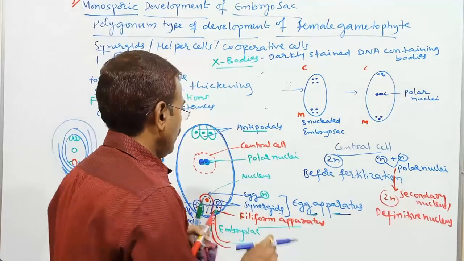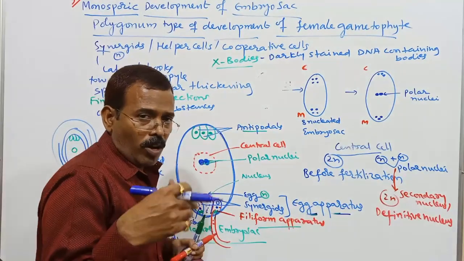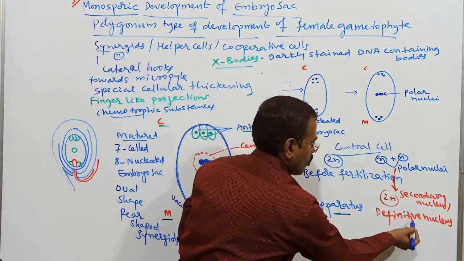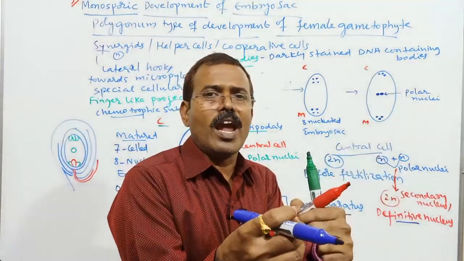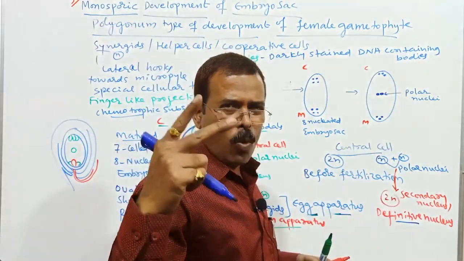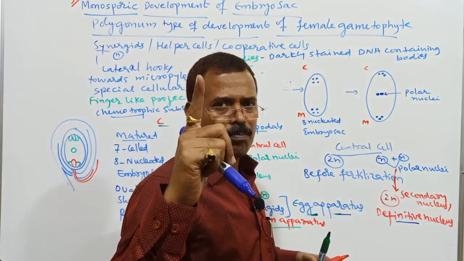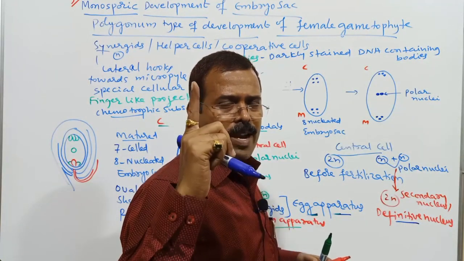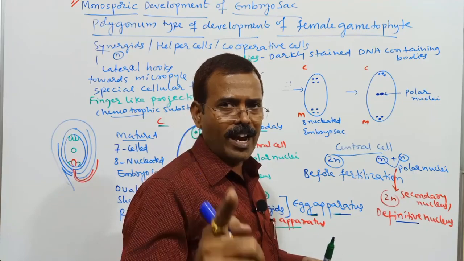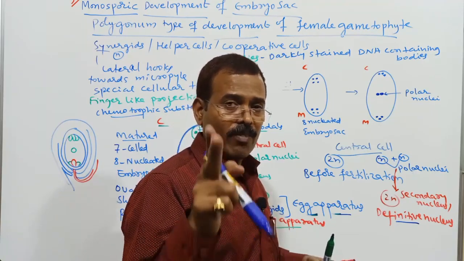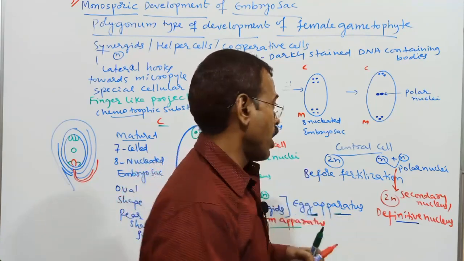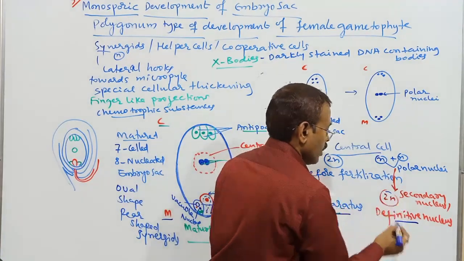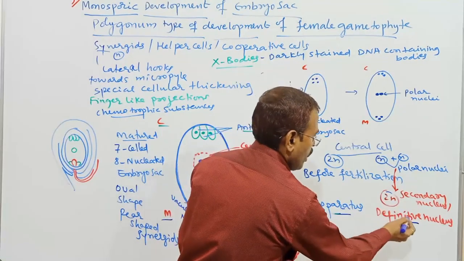So here in the center there will be formation of secondary nucleus or definitive nucleus due to the fusion of two polar nuclei forming a diploid structure. It is the only diploid structure in the haploid female gametophyte. Remaining all antipodals are haploid, egg haploid, synergids haploid. Even polar nuclei are also haploid. Two polar nuclei which are haploid fuse and form the diploid secondary nucleus or definitive nucleus.